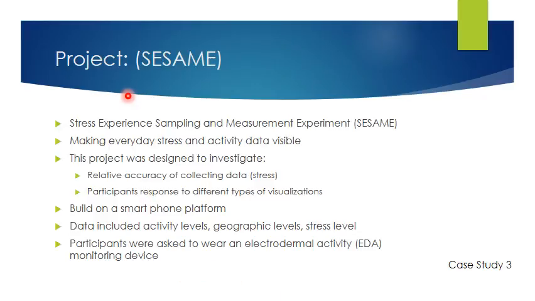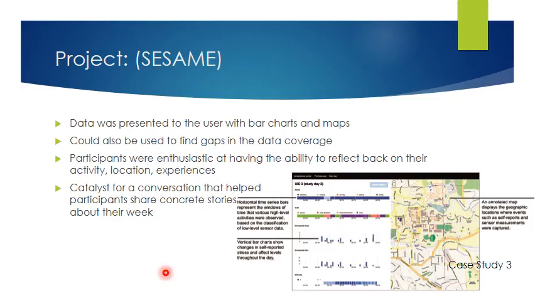So in particular, the project was called Sesame. And as you can see in the title, it was Stress Experience Sampling and Measurement Experiment. And the point was to highlight where individuals were most stressed. And again, they were looking at an individual throughout their day. So built on a smartphone, they were able to take a look and see where the individual was. And of course, they wore an electrodermal activity device that connected to the smartphone so that they could record additional data.